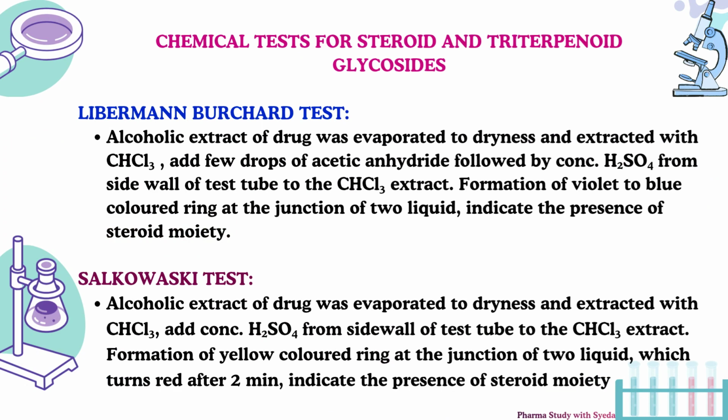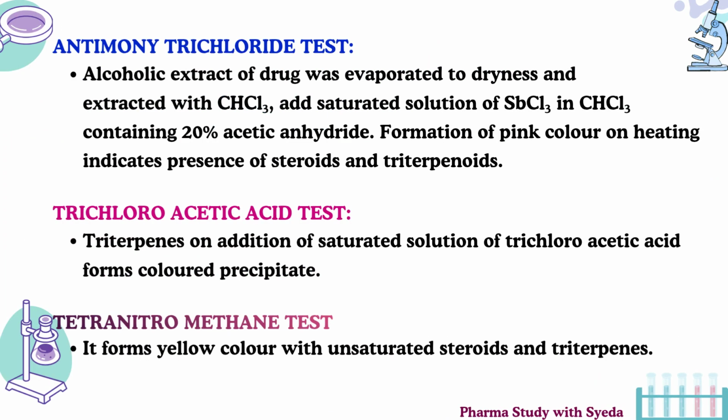Salkowski test. Alcoholic extract of drug was evaporated to dryness and extracted with chloroform. Add concentrated sulfuric acid from the sidewall of the test tube to the chloroform extract. Formation of a yellow-colored ring at the junction of two liquids, which turns red after 2 minutes, indicates the presence of steroid moiety.